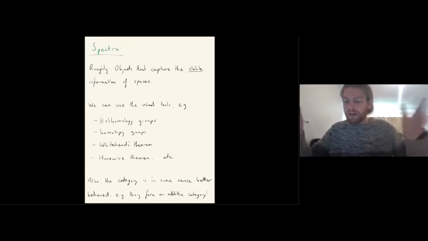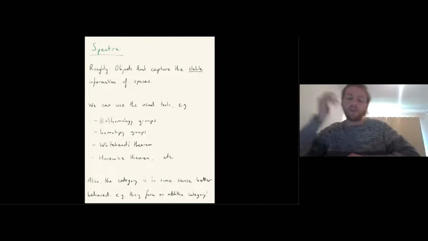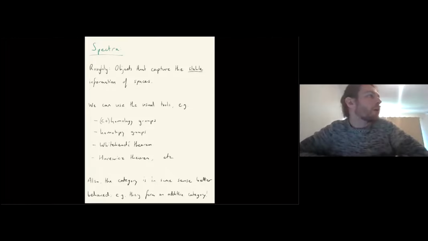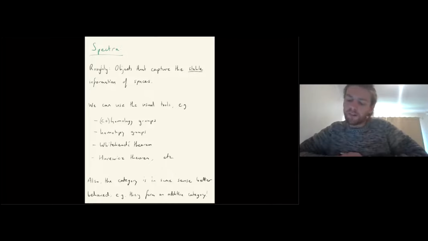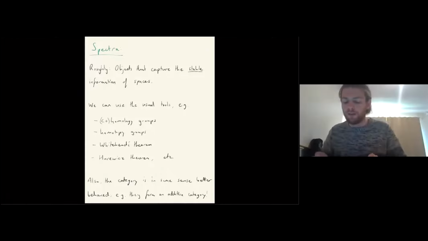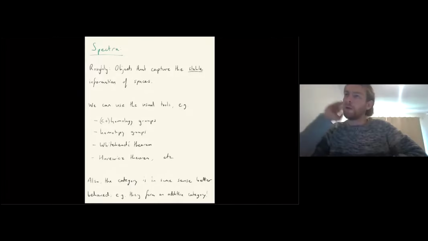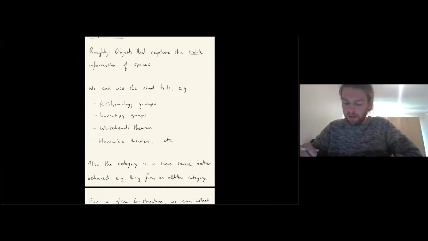Okay, and another quick word, I guess there's a lot of random things I'm throwing in here, but spectra, if you haven't seen them before. The idea of spectra is that you have this category where it's kind of like spaces, but it captures the stable information. So there's a lot of the same tools you can use as when investigating topological spaces. You can take the cohomology groups of spectra, homotopy groups. You get the same kind of results from homotopy theory, like Whitehead's theorem, Hurewicz theorem, things like this. But it's quite nice because it's very algebraic.